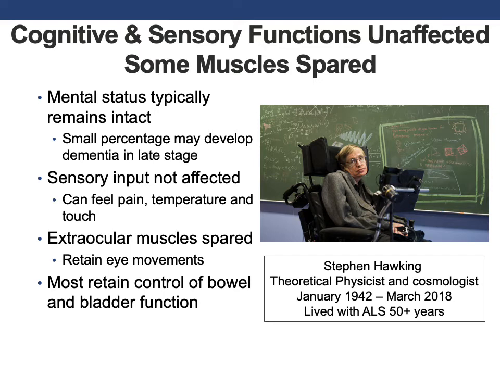Here's a photo of Stephen Hawking, a theoretical physicist and cosmologist. He was diagnosed with this very young in life, in his 20s, and lived 50 years with the condition, and clearly it never affected his cognitive abilities.